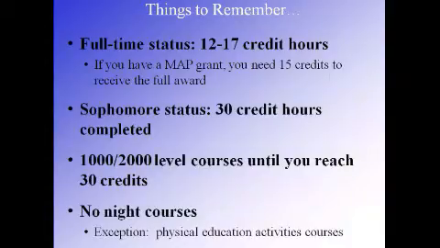Some other things to keep in mind when planning your course schedule. In order to be a full-time student, you need to have between 12 and 17 credit hours in the semester. If you are a student who received a MAP grant, you need to have at least 15 credits in the semester to receive the full award amount. Another thing to make sure you get: in order to become a sophomore and gain that sophomore status, you need to have at least 30 credit hours completed. And until you reach that sophomore status, you're only allowed to take 1,000 and 2,000 level courses.